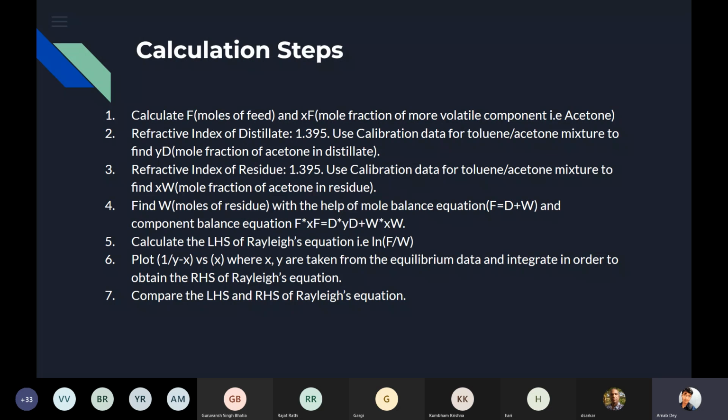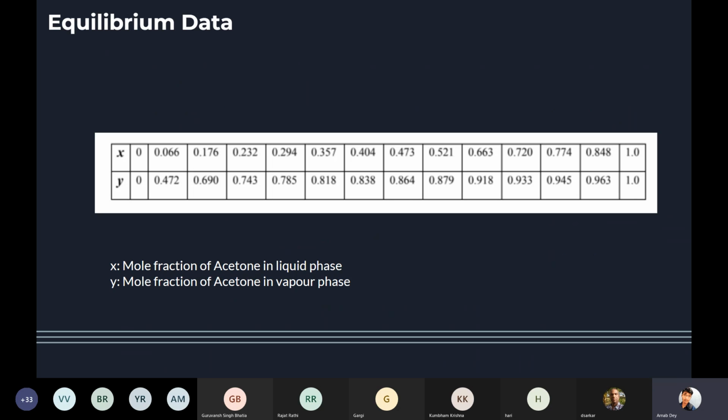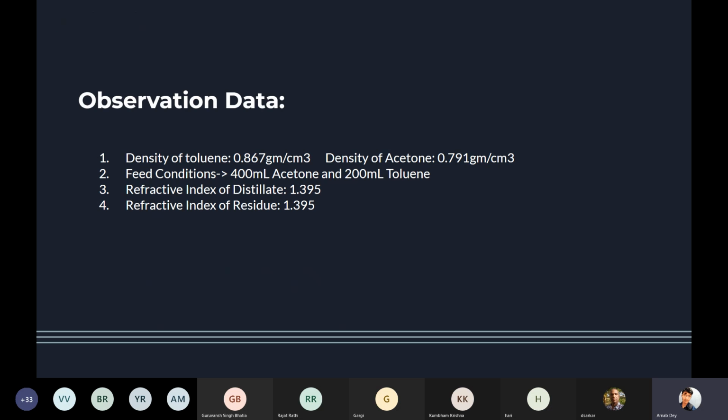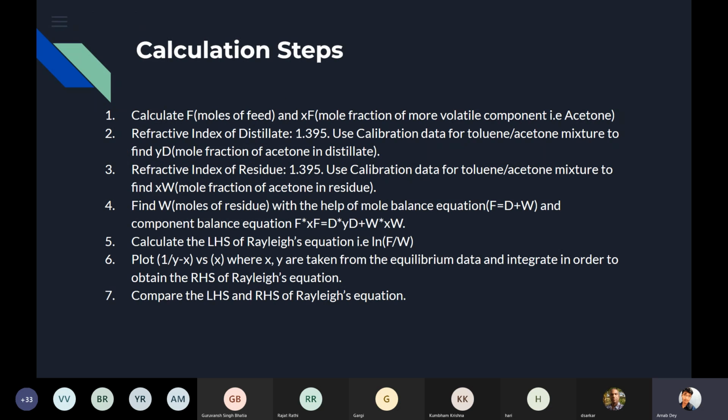Or, one other thing we can do is fit this experimental equilibrium data into a polynomial, say a 5th degree polynomial, and integrate it from xF to xW. So these are the two ways you can find out the RHS of Rayleigh's equation. Once you have the LHS and RHS of Rayleigh's equation, you can compare them. So that's it. If you have any doubts regarding the calculation or anything, you can ask.